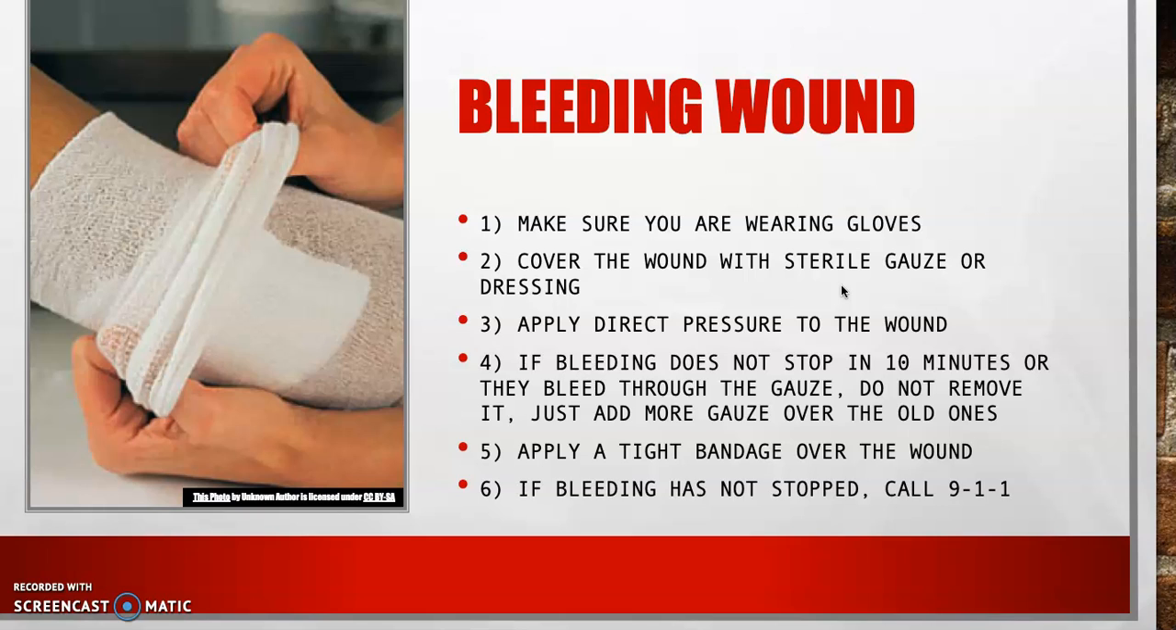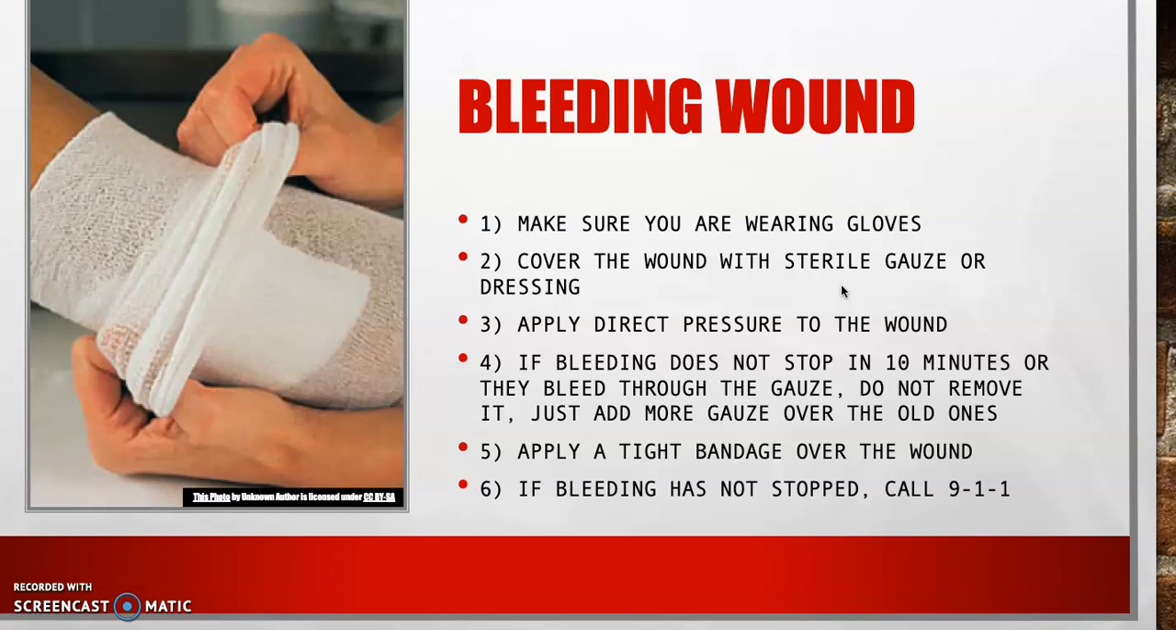Bleeding wounds. So if someone you find has a bleeding wound, first step is to make sure that you're wearing gloves. You want to make sure that you're not coming into contact with somebody else's bodily fluids. Second, you cover the wound with sterile gauze or dressing. Third, you apply direct pressure to the wound.